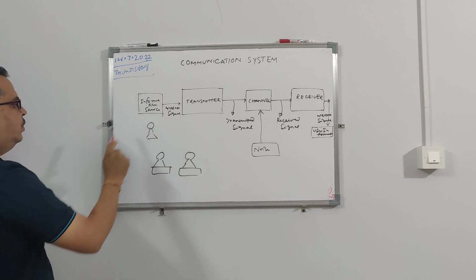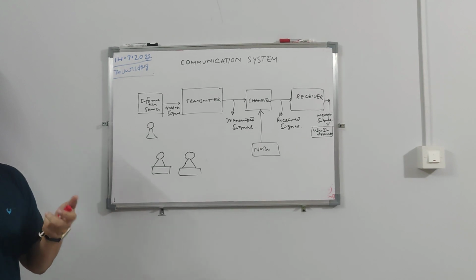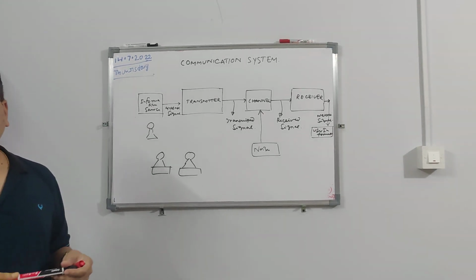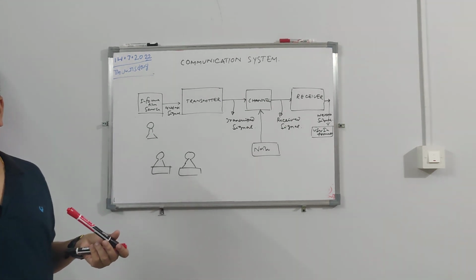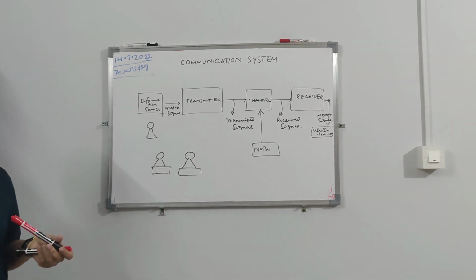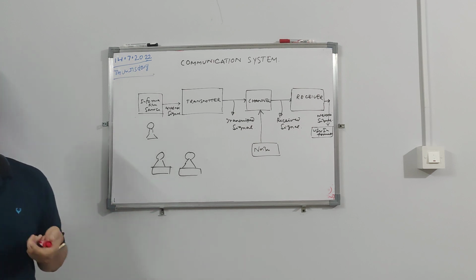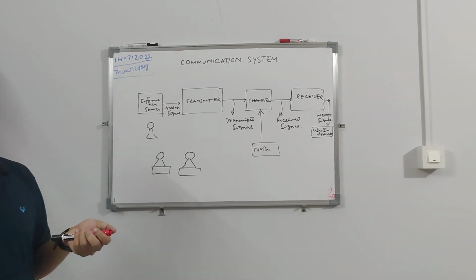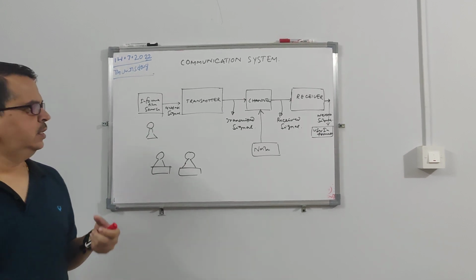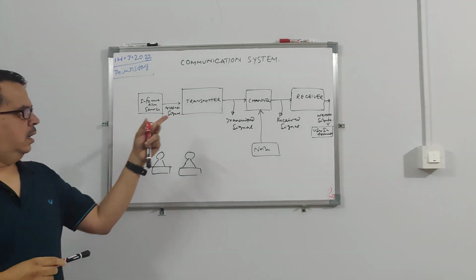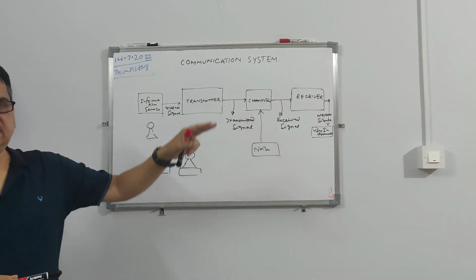So you have the information source. Suppose you want to transmit your voice. Let us say, for example, you have telephones. You are talking here, so basically it is a sound pressure wave. This pressure wave gets converted by the microphone into an electrical signal, and that electrical signal is transmitted to the receiver. What happens in between, we will see.